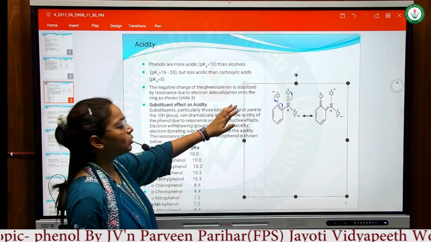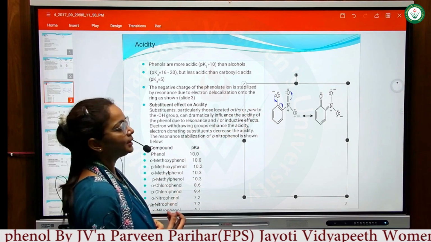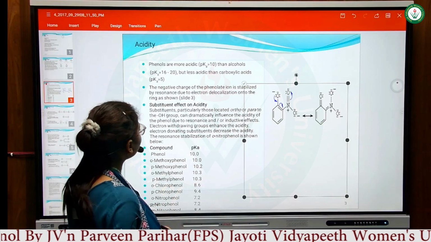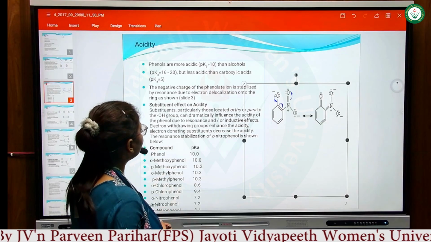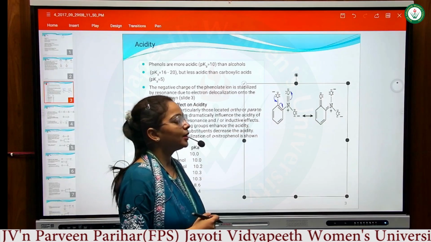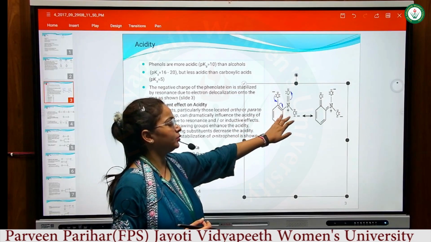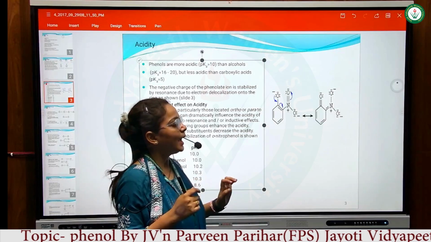And the reason for this acidity influence is the resonance or we can say the inductive effect. So electron withdrawing groups enhance the acidity, electron donating substituents decrease the acidity. We have discussed that if the substituent is present on the ortho and para position, they affect the acidity of phenol the most.